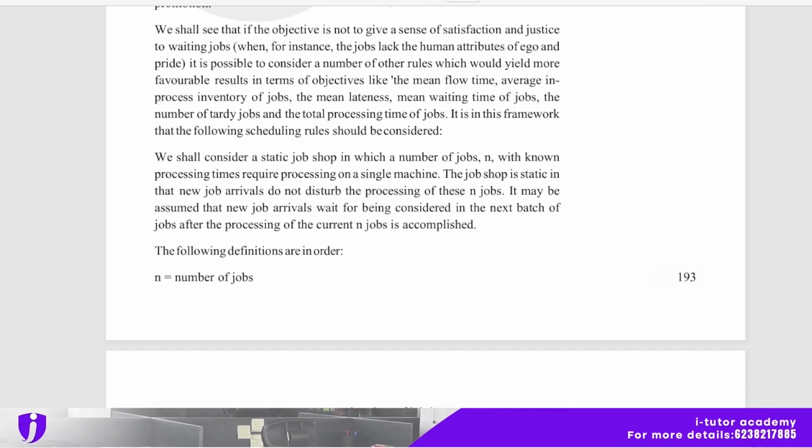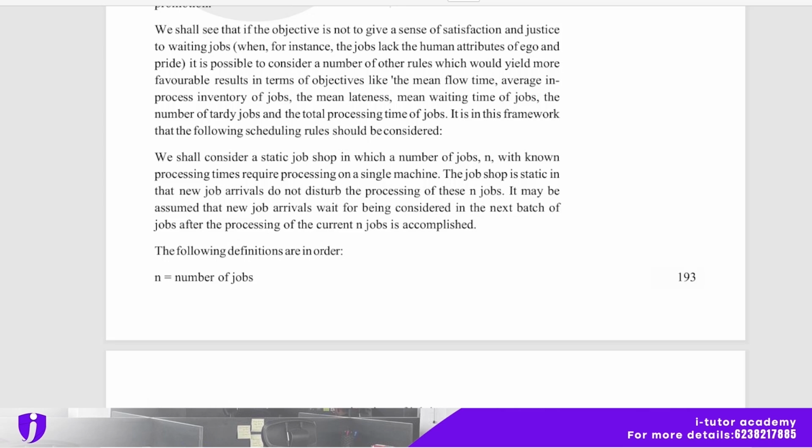And we shall see that if the objective is not to give a sense of satisfaction and justice to waiting jobs, it is possible to consider a number of other rules which would yield more favorable results in terms of objectives, like the mean flow time, average in process inventory of jobs, the mean lateness and mean waiting time of jobs, and the number of tardy jobs and the total processing time of jobs. It is in this framework that the following schedule rules should be considered.